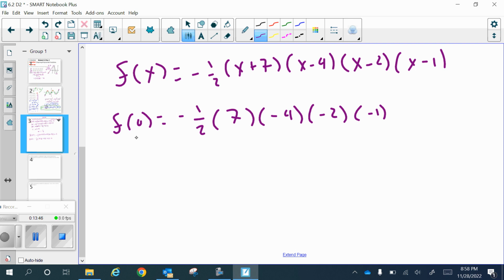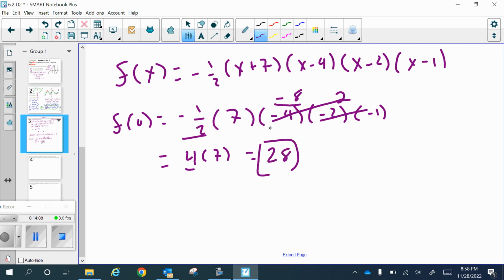So I'm going to solve this all out. Negative 2 and negative 1 give me a positive 2. That gives me a negative 8. Then I have negative 8 times negative 1/2, which gives me a positive 4, times 7. So I multiply this negative 8 with this negative 1/2 to give me a positive 4. 4 times 7 is 28. So f of 0 equals 28.